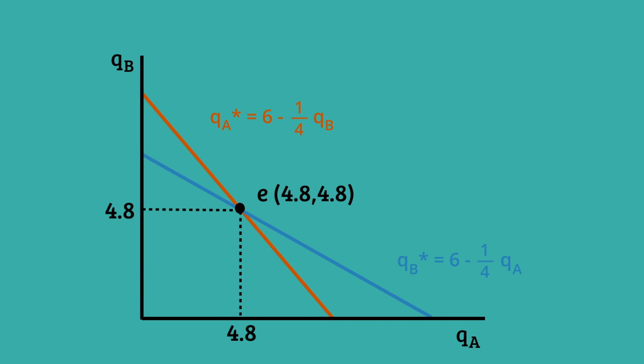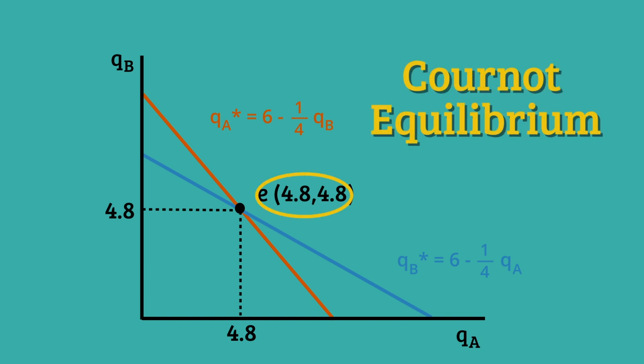When QA equals 4.8, the optimal output for firm B is QB star equals 6 minus 1/4 times 4.8 equals 4.8. Similarly, when QB equals 4.8, the optimal output for firm A is QA star equals 6 minus 1/4 times 4.8 equals 4.8. In other words, both firms will produce 4.8 units of output and have no incentive to deviate from this point. It is what we call the Cournot equilibrium.